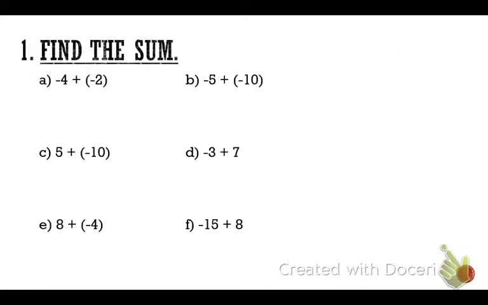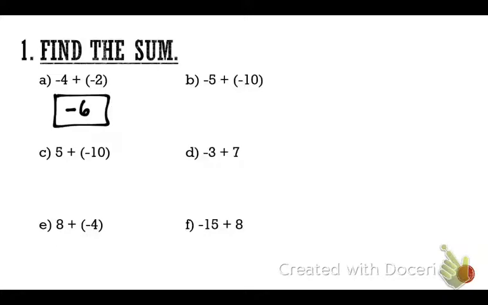All right, so now we're going to use those rules to help us find the sum. Let's look at this first one, guys. Same sign or different sign? Same sign. Add the numbers, keep the sign. Guys, what's -4 plus -2? -6 is correct. Box that answer in.